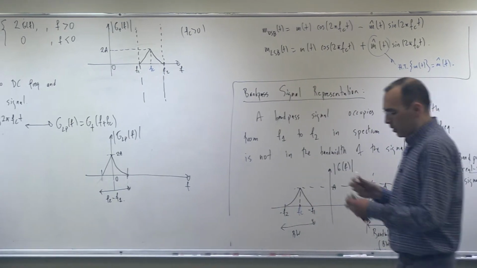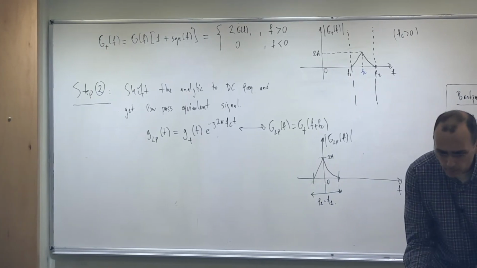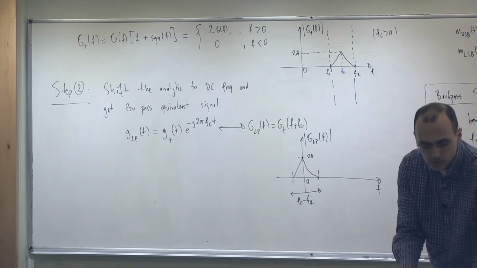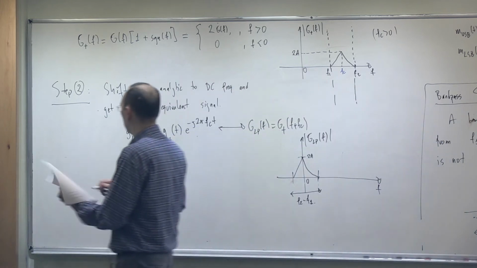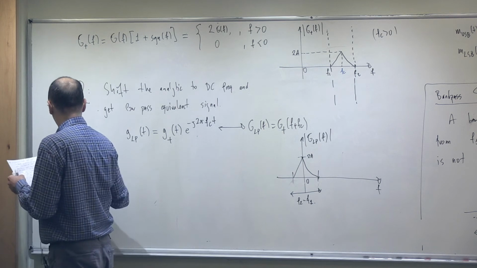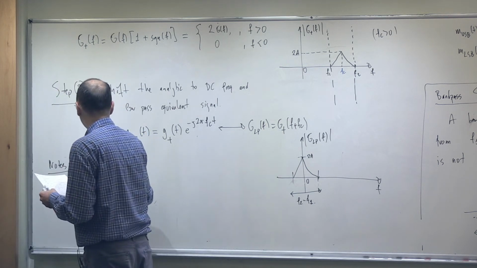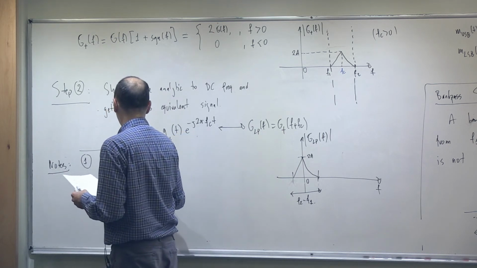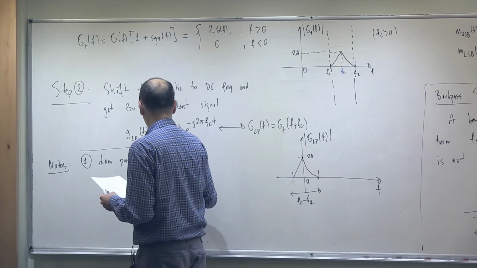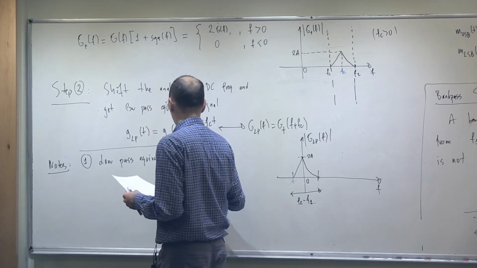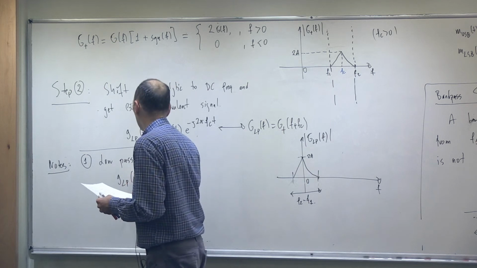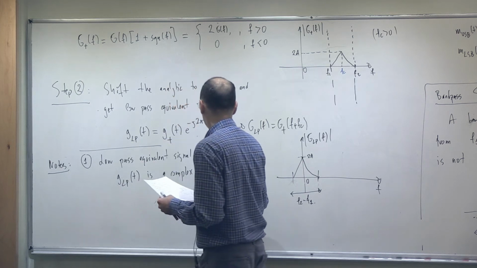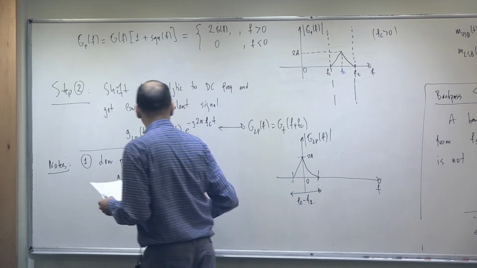Okay. So the second topic is the reverse operation. But before that I should write some notes. Okay, let me write some notes. Number one, low-pass equivalent signal, this is g_LP(t), is a complex valued signal. Let me write it over here.